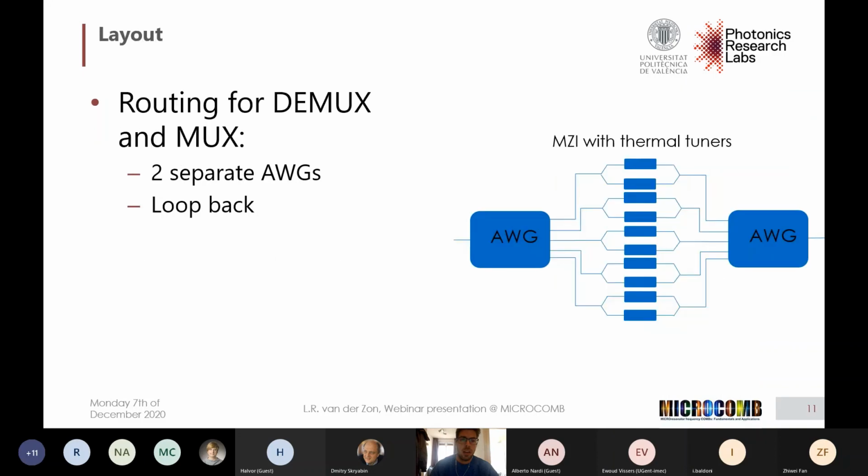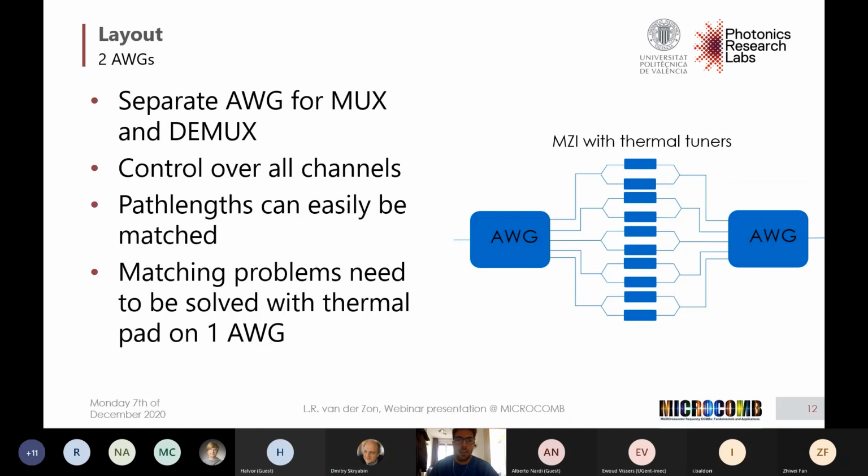So then the layout. Once again, the picture of a spectral processor. As you see, we need to have one AWG to demux and one to mux again after the array of Mach-Zehnders. Now this can also be done in a different way with a loopback structure, where you guide the waveguide back into the same AWG. But let's first discuss the idea with two AWGs.